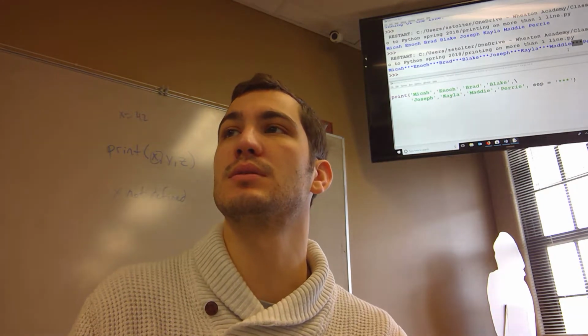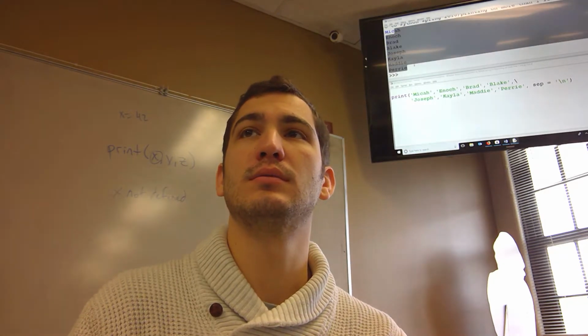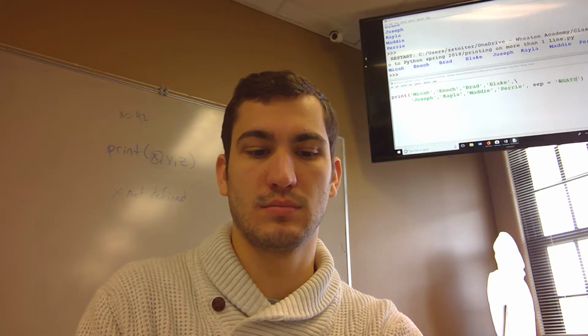You can put any string you want in there and it will, instead of the space, put a name, or put the stars. I can also put \n. That's going to print everything on a new line. I can do \t, and that tabs it all. So you just put comma sep equals? Yep, and then it's a string.